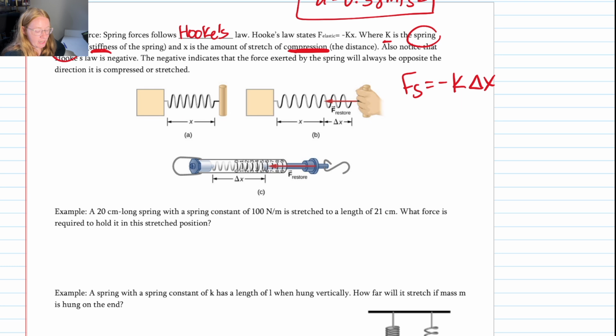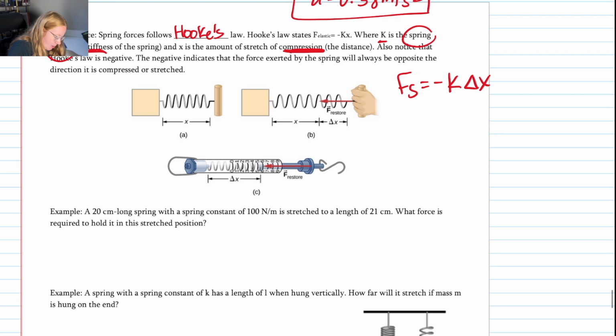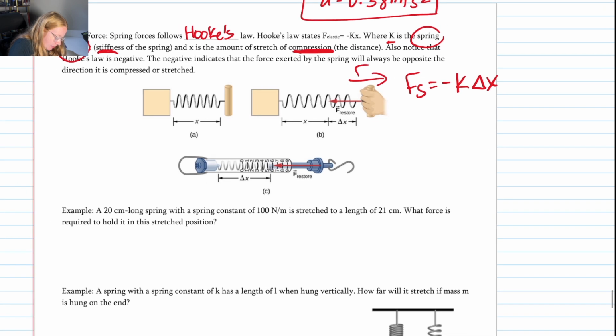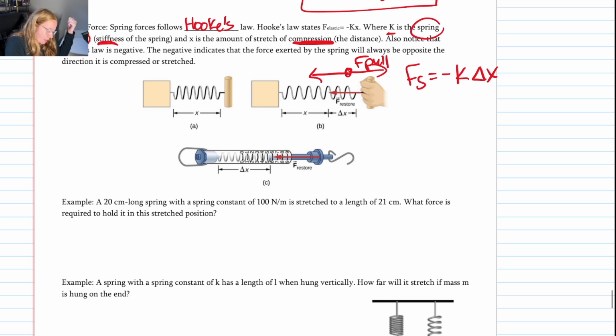Also, Hooke's law is negative, and there is a reason for that. Hooke's law is negative because the spring always acts opposite of the force applied to it. In this example, they are pulling the spring to the right, but the spring is going to act to the left. That's why Hooke's law is negative. Whatever you do to a spring, the spring does the opposite back to you.